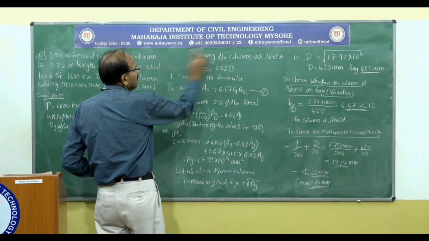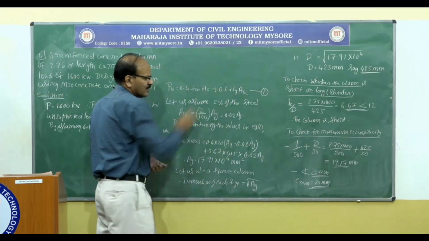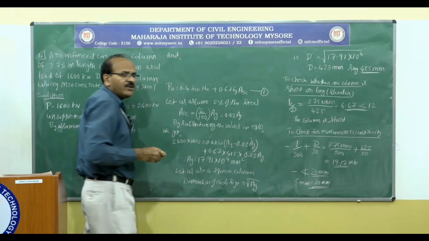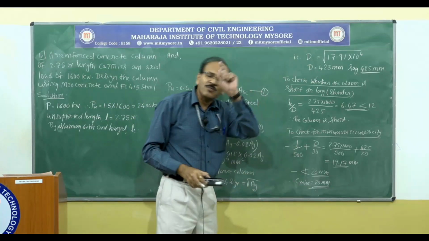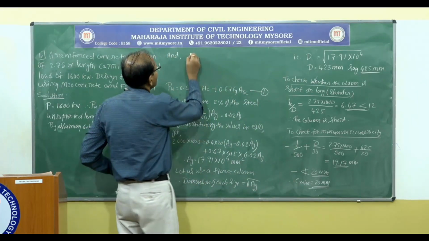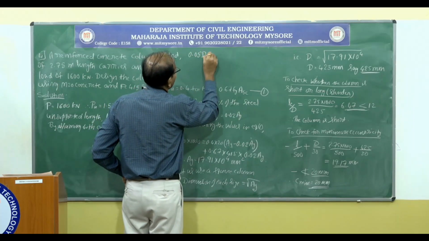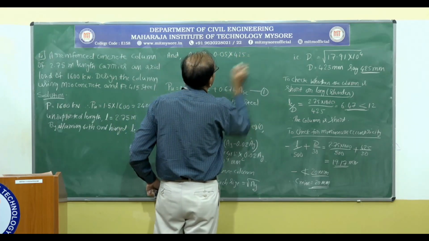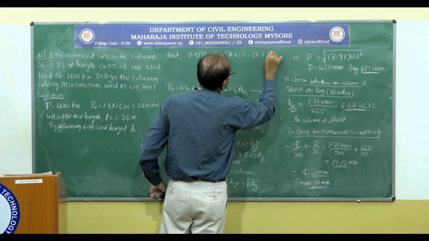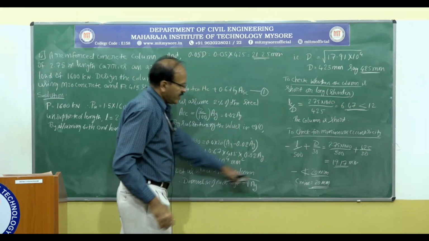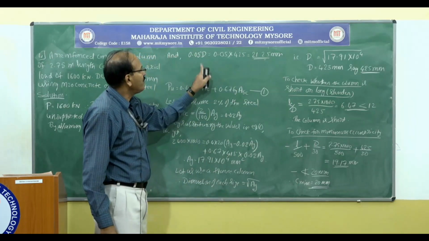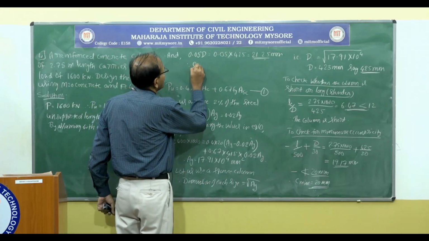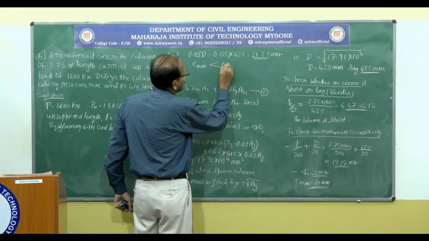And the next step is, we need to check whether e minimum is less than 0.05 D. 0.05 D equals 0.05 multiplied by 425, that is equal to 21.25 millimeter. Look here, e minimum is 20 and 0.05 D equals 21.25 millimeter. Therefore, here e minimum is less than 0.05 D.